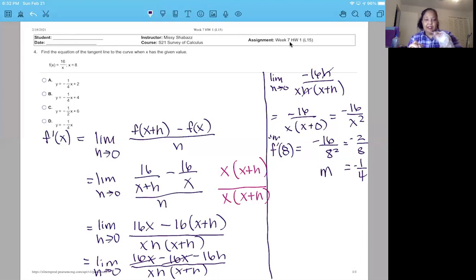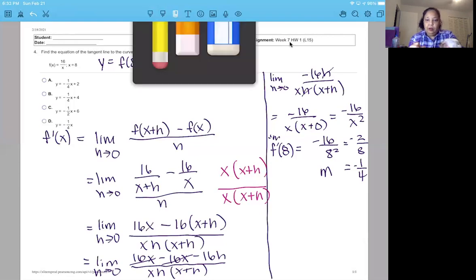And now I need a point. They give me that the x value is 8. So to find the y value, I need to plug it into f of x. So f of 8 is 16 over 8, which equals 2. So my point is (8, 2).